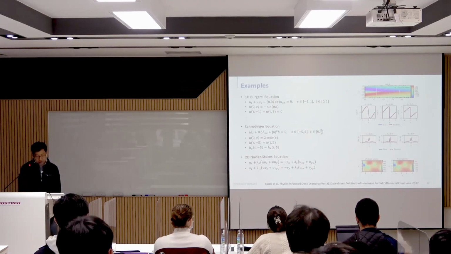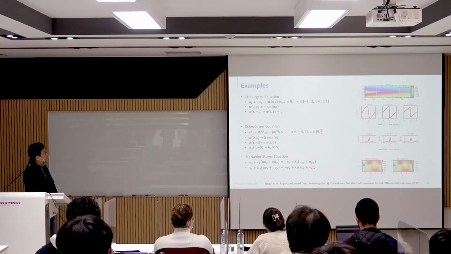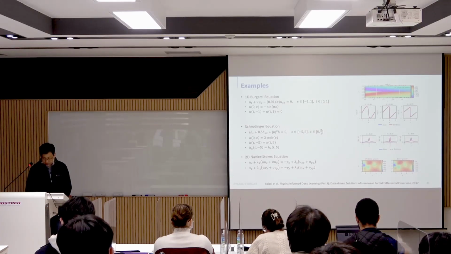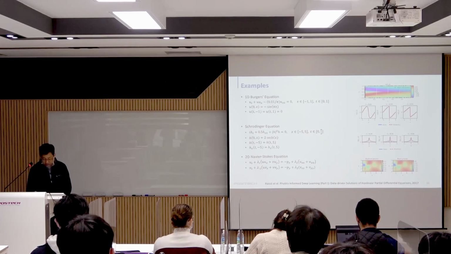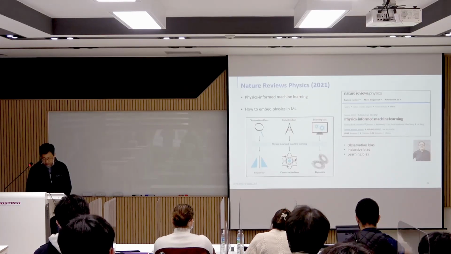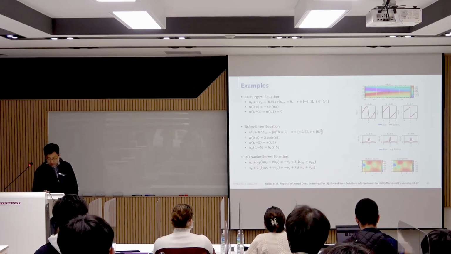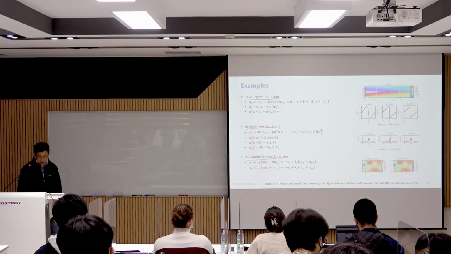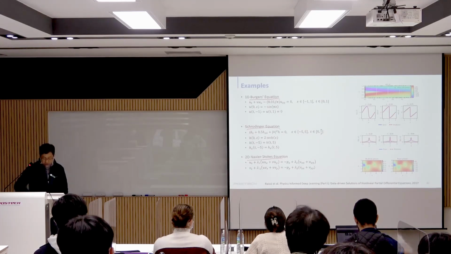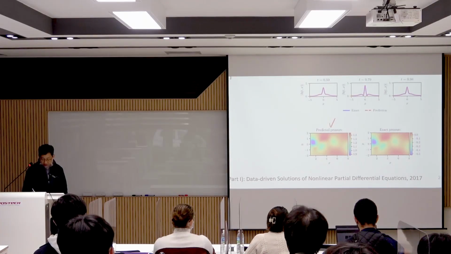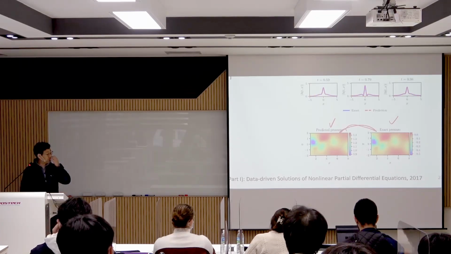I'm going to skip this one. So a lot of research is... okay, so those are a lot of different examples. You can find it in Burgers' equations, Schrödinger equations, and 2D Navier-Stokes equations, and a lot of research already demonstrated using PINN. These are predicted, and this is the exact solutions or pressures, and see how similar they are to each other.